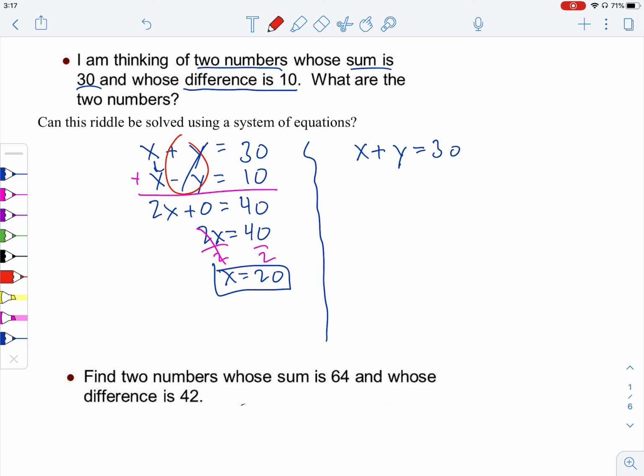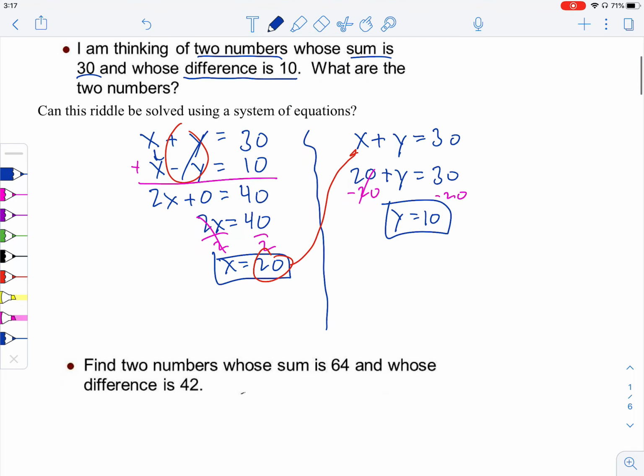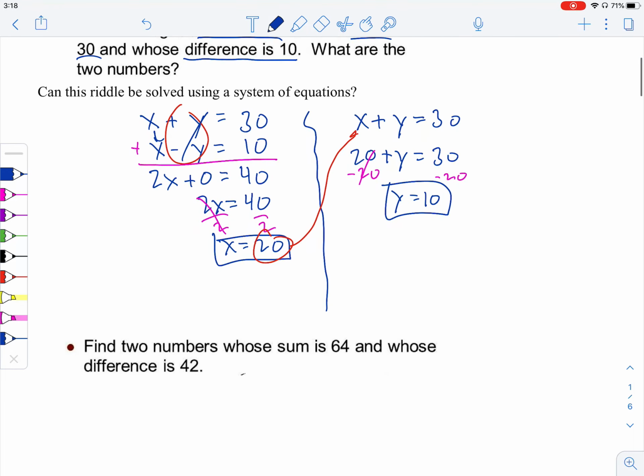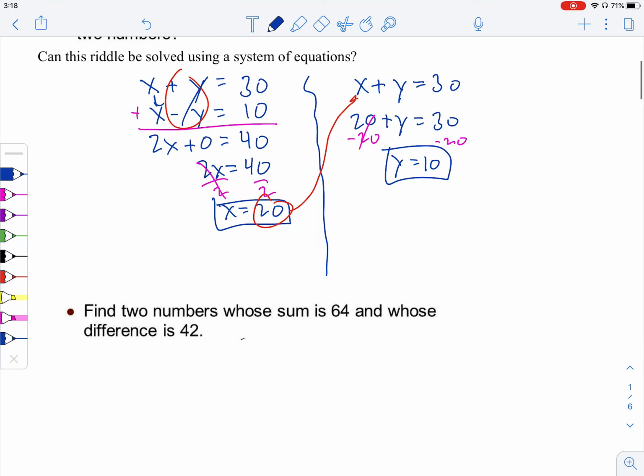using either equation. Our x is 20, put it in there. So we have 20 plus y equals 30. Subtract 20, and we can see that y is 10. So our two numbers, 20 plus 10 is 30, 20 minus 10 is 10. All right, so that's solving a system using a word problem.